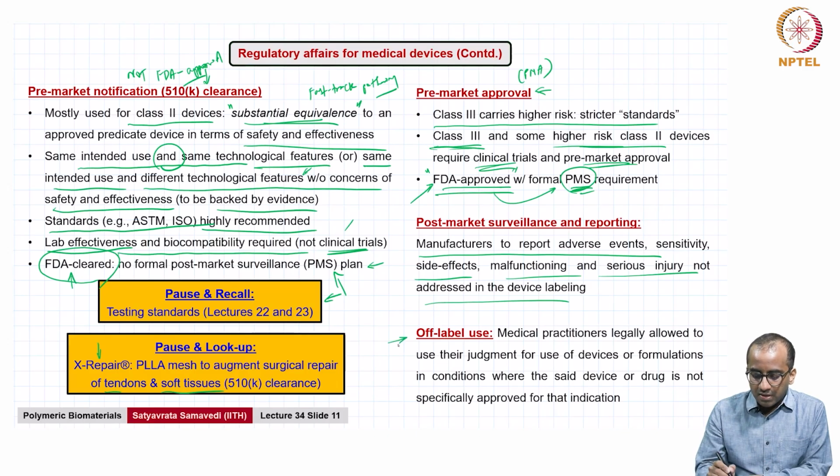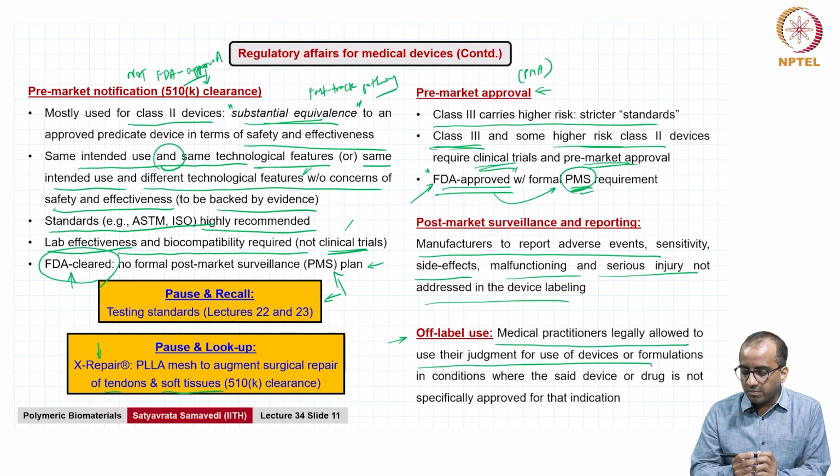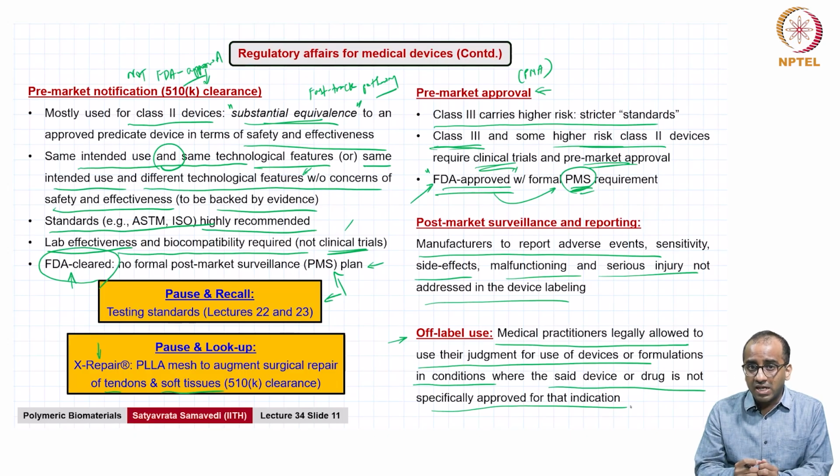One quick aside point about off-label use, because we are looking at devices. Medical practitioners are legally allowed to use their judgment for the use of devices or formulations in conditions where the said device or drug is not specifically approved for that indication. So, this is typically seen in many cases with drugs, for example, right. So, when drugs are approved for certain specific indications, clinicians in their vast experience treating many patients may legally consider the use of those drugs in other indications where the original approval didn't exist for that kind of indication or condition, right.